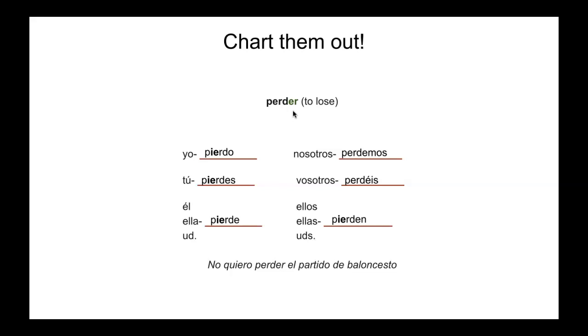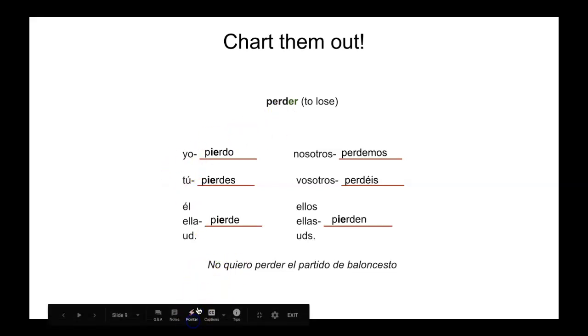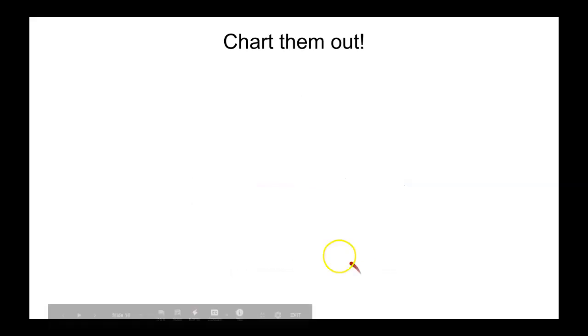Okay. Perder, to lose. Here's perder in a sentence. No quiero perder el partido de baloncesto. I don't want to lose the basketball game. No quiero perder el partido de baloncesto. Okay, we're in good shape with this one.